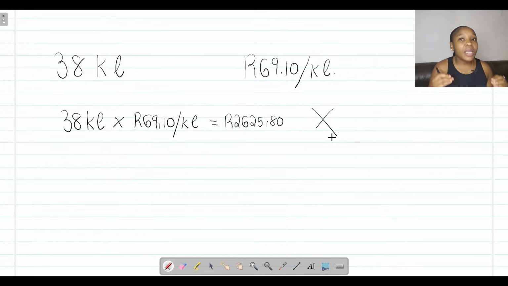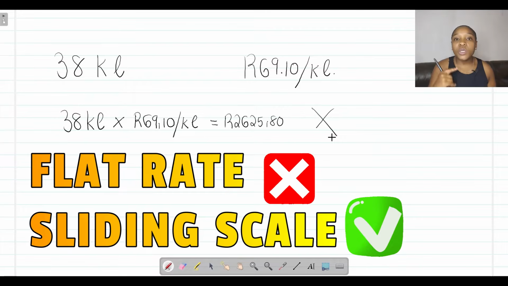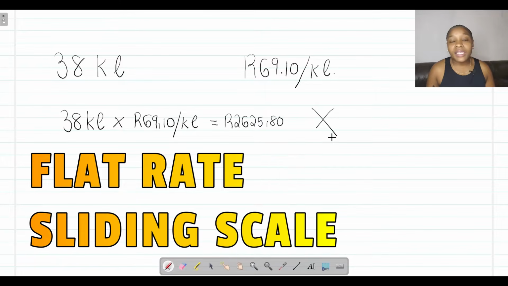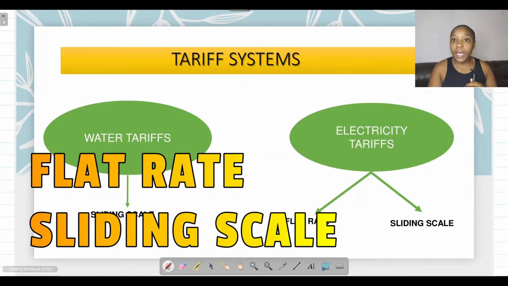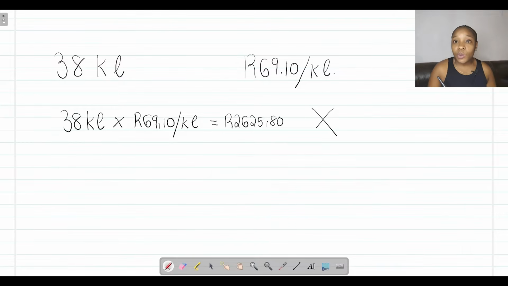So when we calculate our water tariffs, we do not use a flat rate, we use a sliding scale. However, when we're calculating our electricity tariffs, we can calculate them using a flat rate, or we can calculate them using the sliding scale. But I'll get into that in detail when we look at our electricity tariffs. I just wanted to highlight that to you before we get started with our video tutorial.